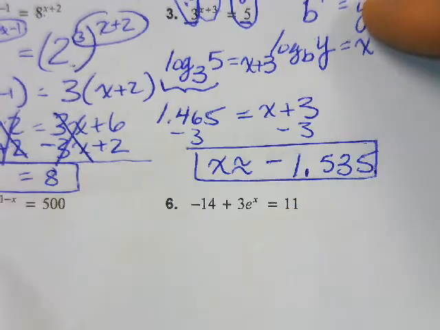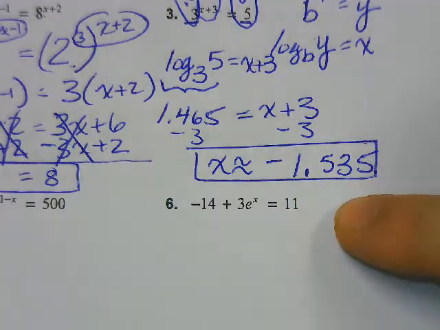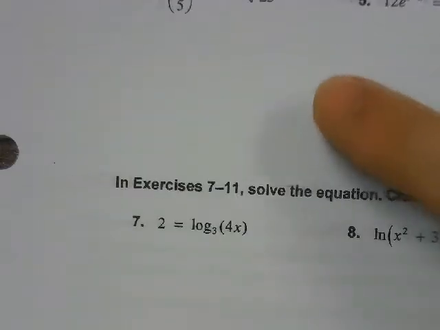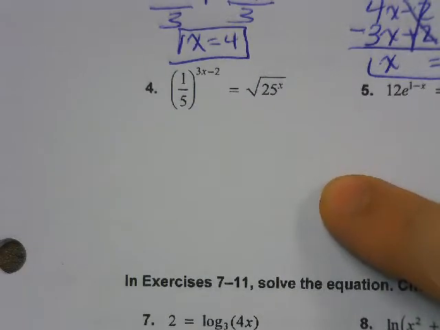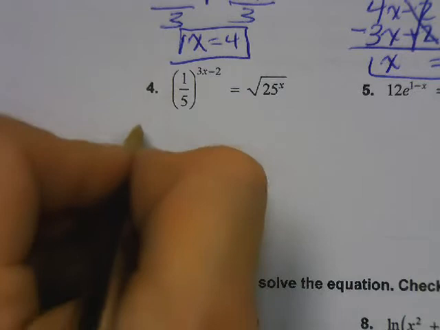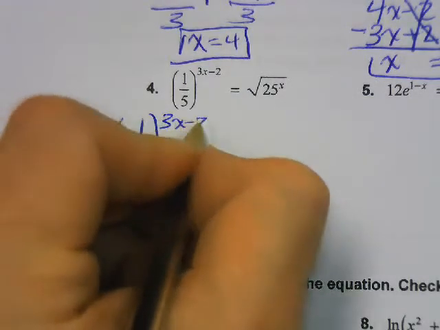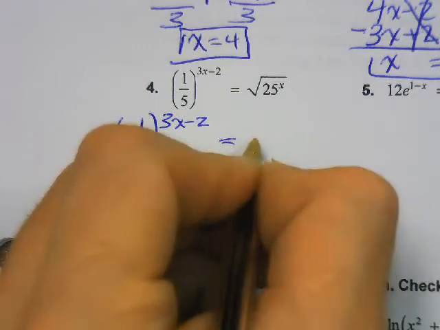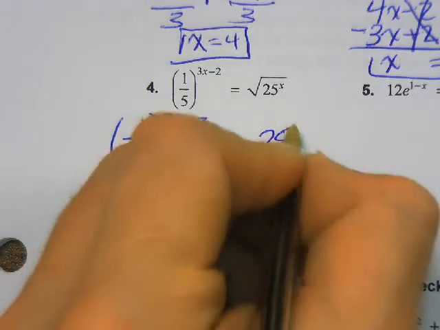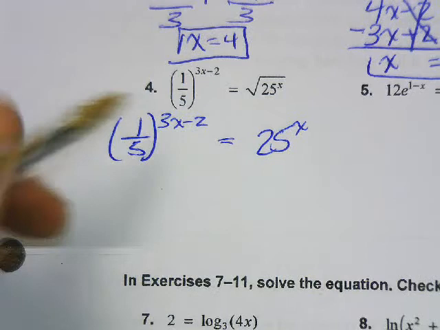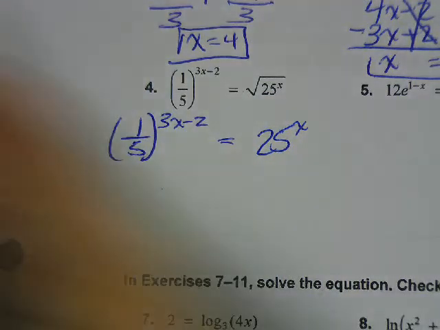4, 5, and 6 work the exact same way. So I have 1/5, and I raise it to the 3x minus 2 power. And that equals 25, raise it to the x power. And then instead of writing out the square root symbol, I'm going to write out what the equivalent would be, which is raise it to the 1/2.